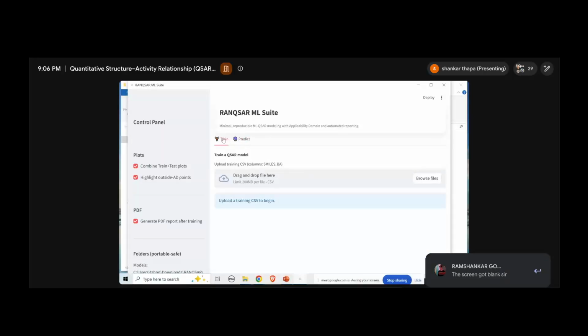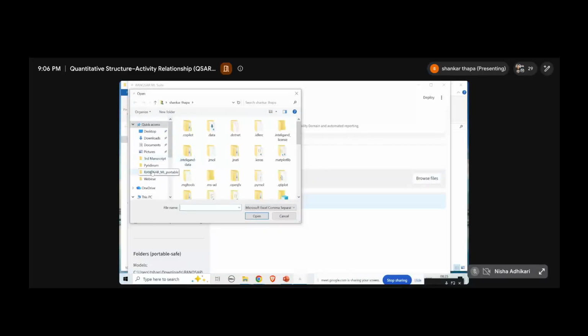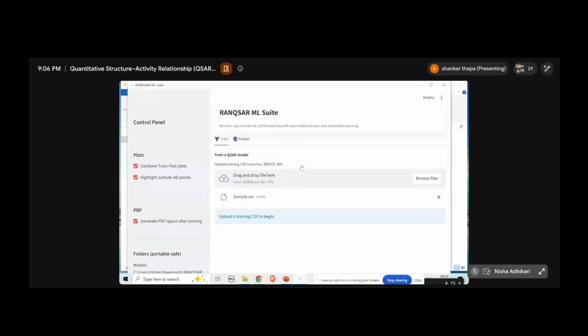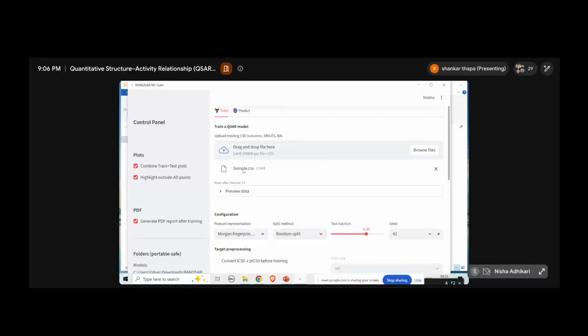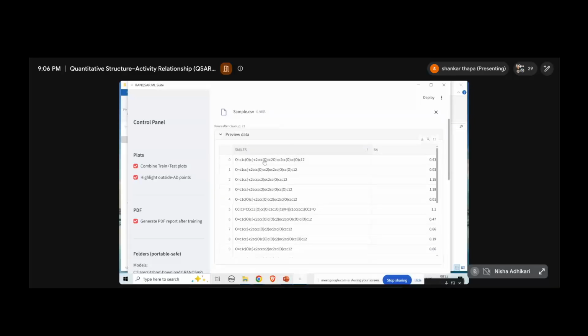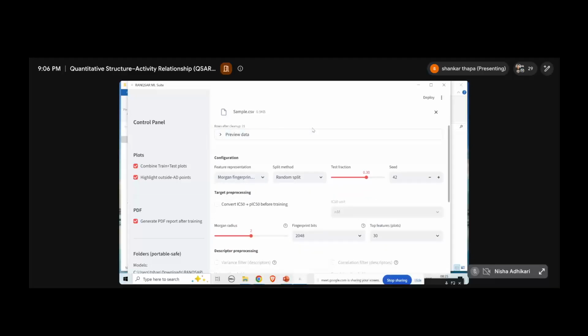Okay, so under the training window there is an option here: upload the training CSV file. It takes CSV file formats. There should be two columns, one SMILES and one biological activity. Okay, so you browse the file here, you go to your sample. So this is my sample. Okay, so done. Now this is uploaded. Sample, 0.9 KB. If you want to see how the data looks in this software, you can do the preview. So the data: SMILES and then BA. Okay, so this is the data we uploaded to the software.